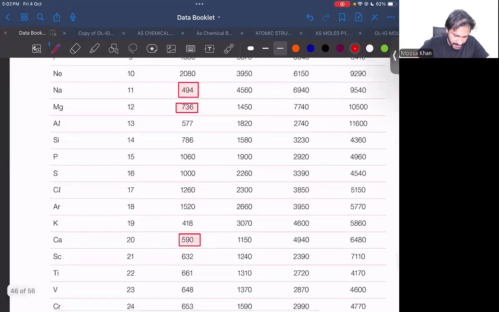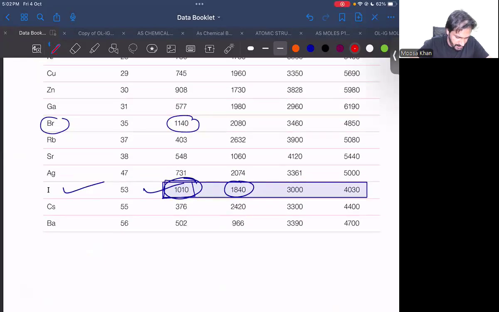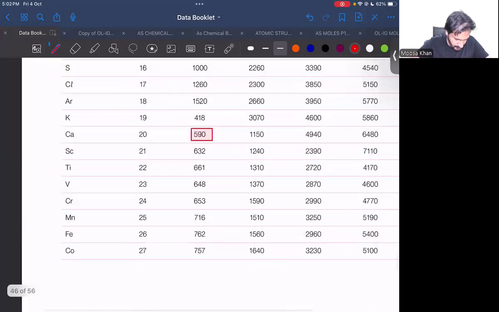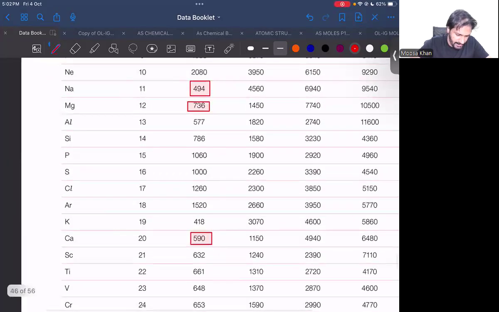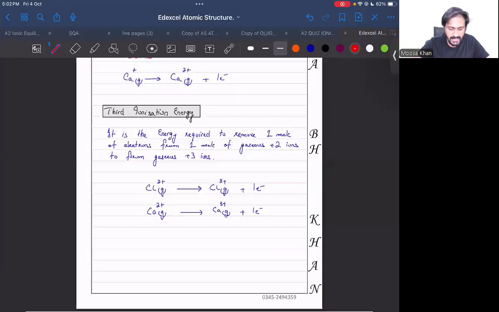If you see chlorine, the value of first ionization energy for chlorine is actually not given. So it will, no, it is given. It is 1260, right? So every element has different first ionization energy values. So it means there are some factors that will affect the values of ionization energies.